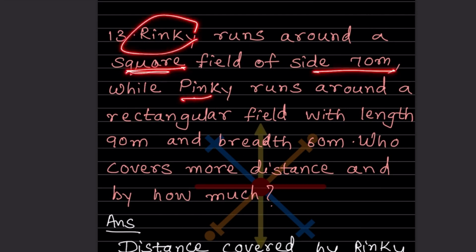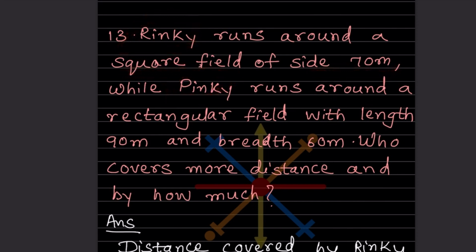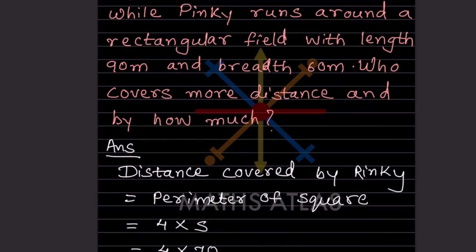So the next one, Rinky runs around a square field of side 70 meter, while Pinky, this is Rinky and this is Pinky, runs around a rectangular field with length 90 meter and breadth 60 meter. Who covers more distance by how much? First let us see for Rinky. So distance covered by Rinky.